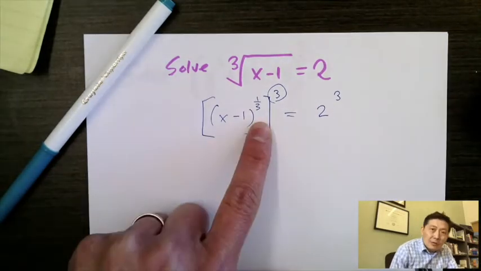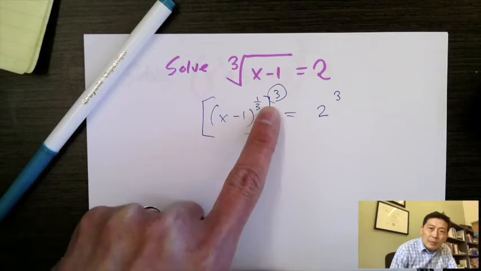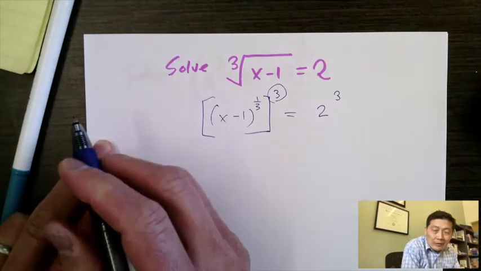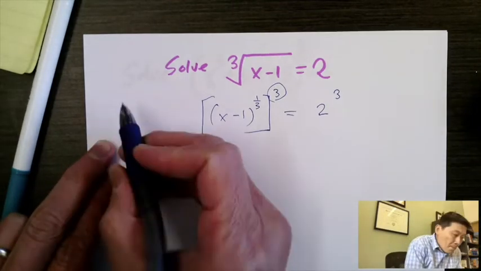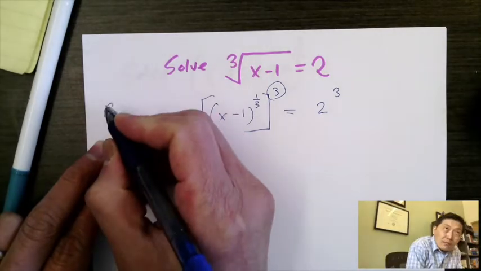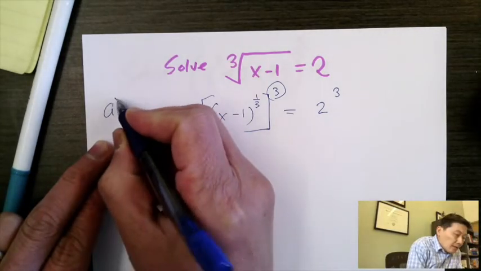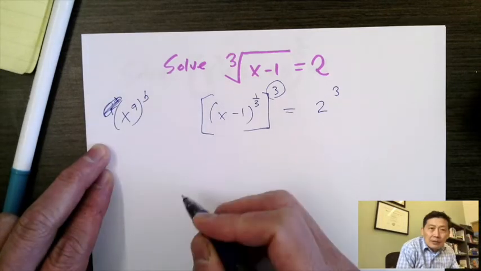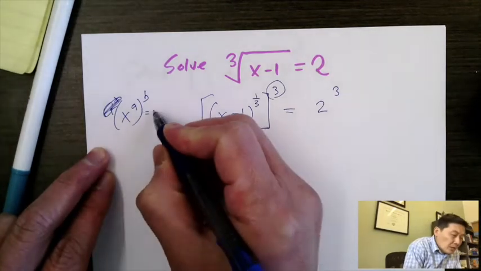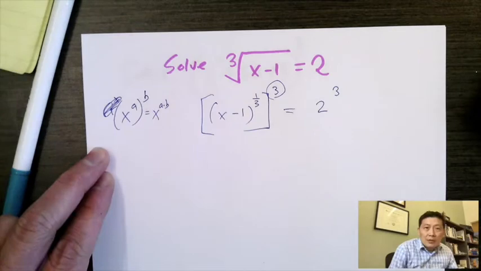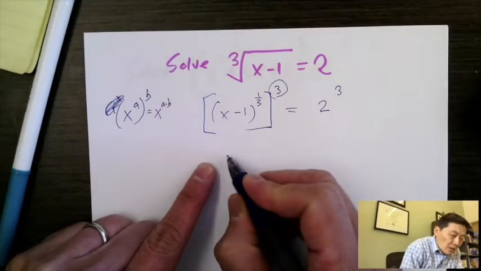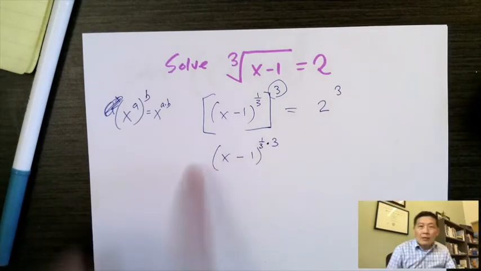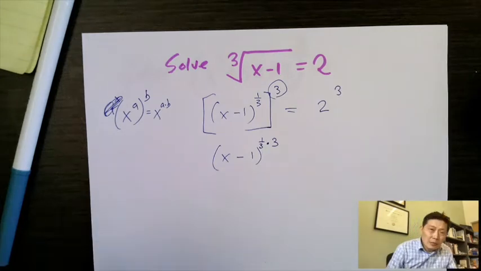Now you remember this portion, this is a power to a power. You remember the exponential property we talked about earlier in section 5.1: x to the a to the b, right? X to the a to the b simply means x to the a times b. So in this case, we can say that this is x minus 1 to the 1/3 times 3, right? Power to a power, so you multiply those two numbers.